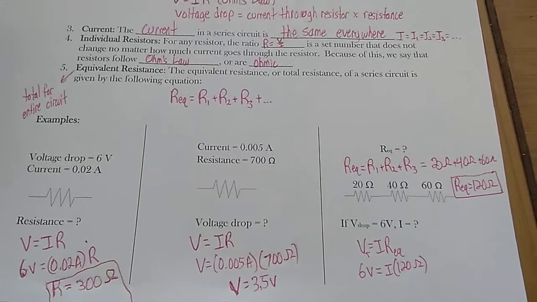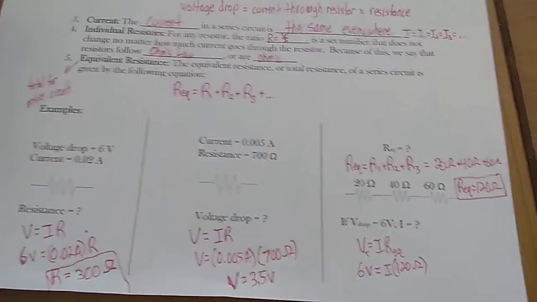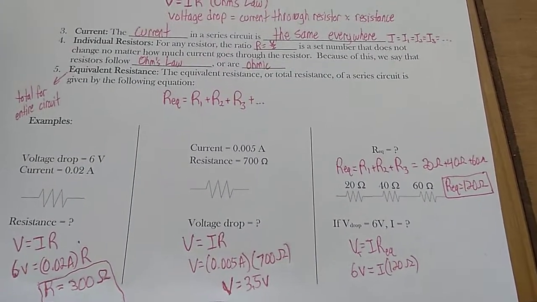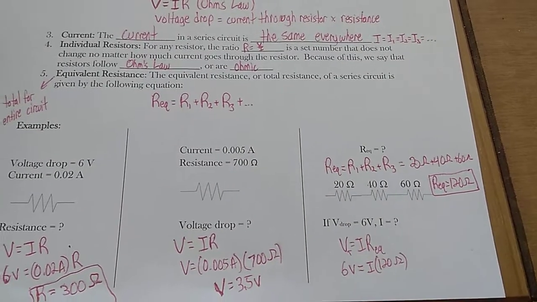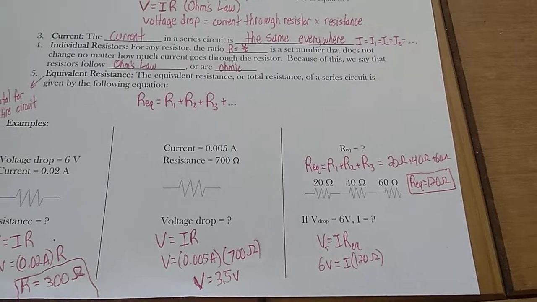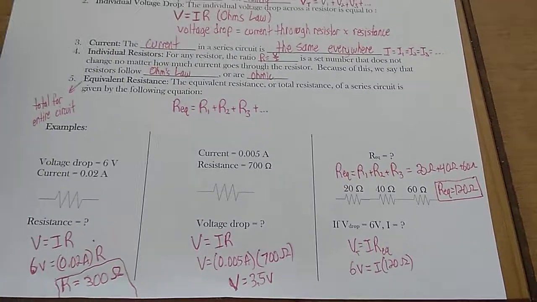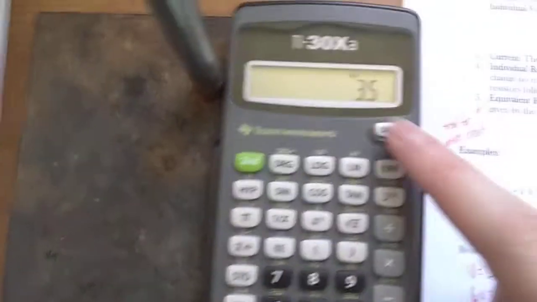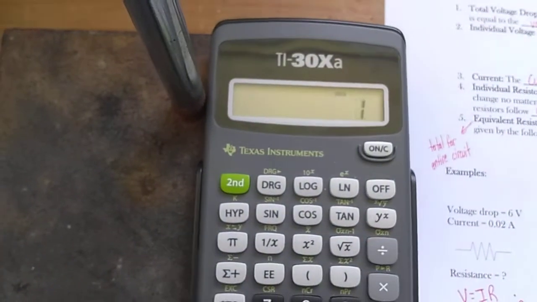It's not a 6-volt drop across just one, it's a 6-volt drop across all of them, so we have to use the equivalent resistance. Imagine just taking these resistors and squishing them together. They would look like one resistor with a resistance of 120. So I do 6 divided by 120. I get 0.05.